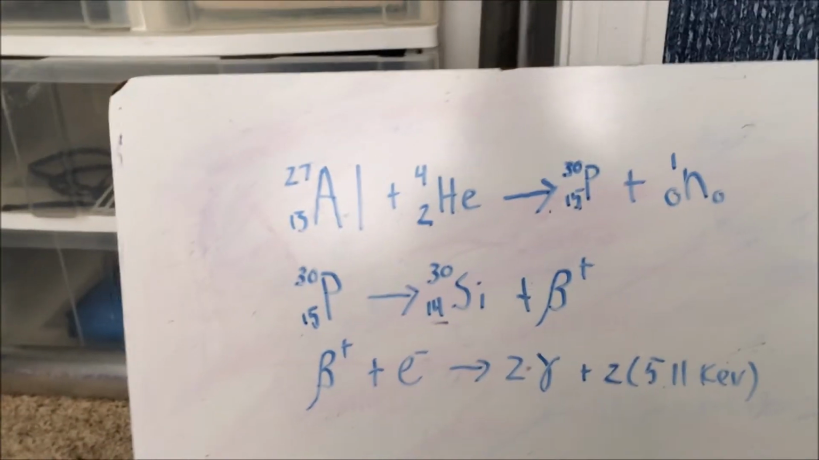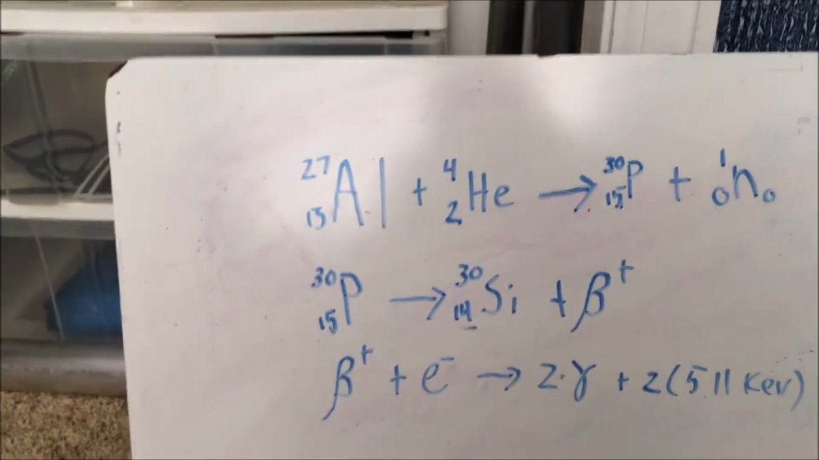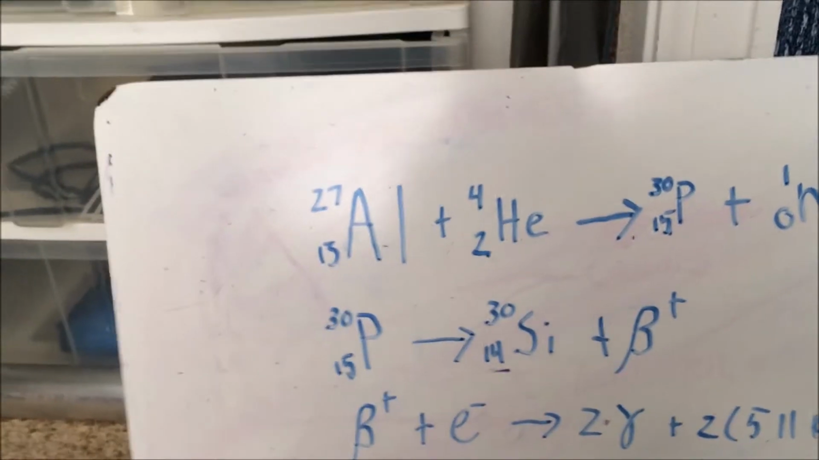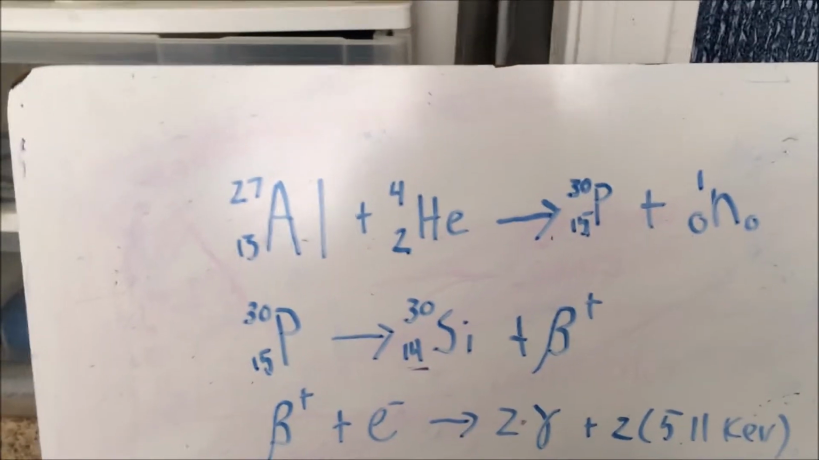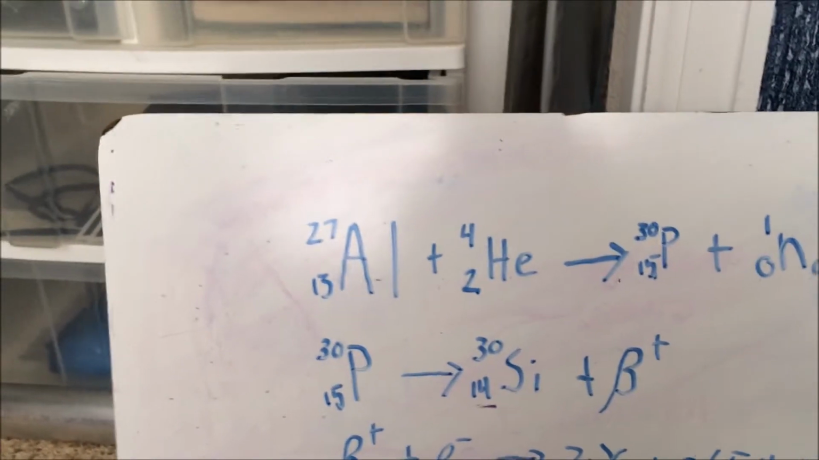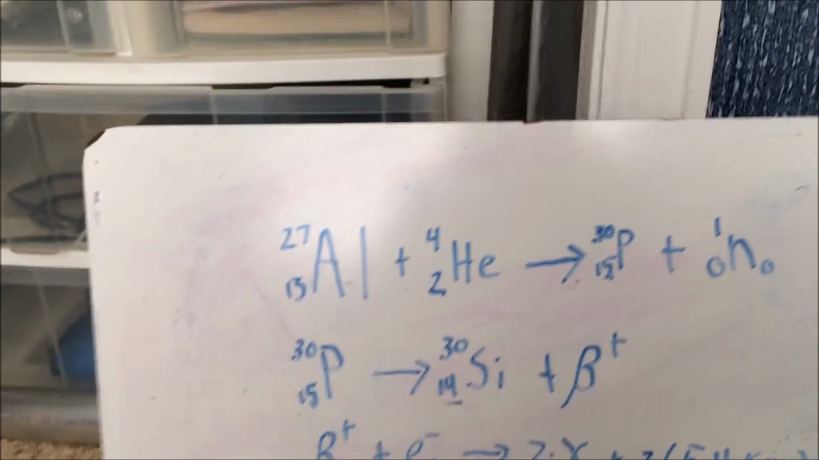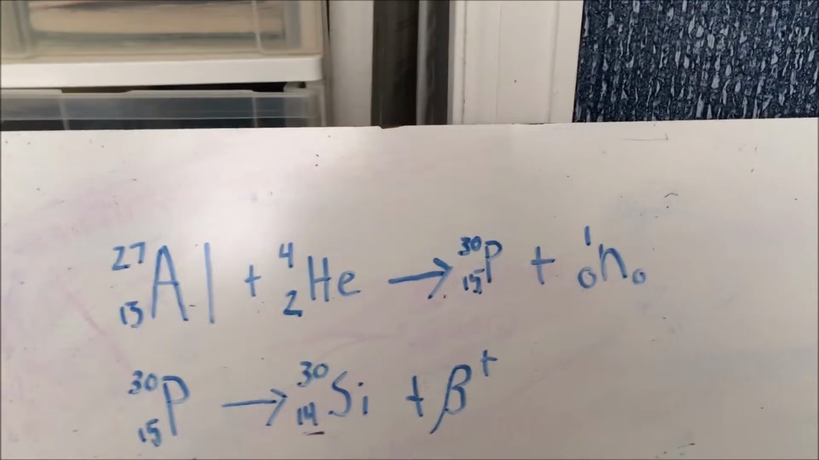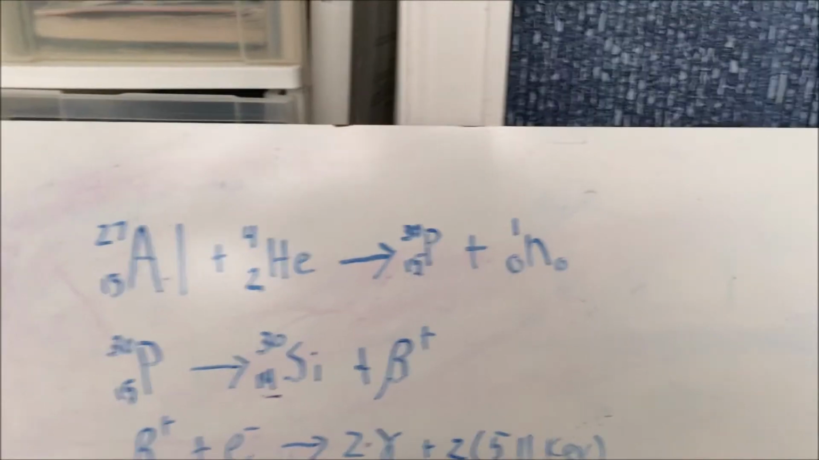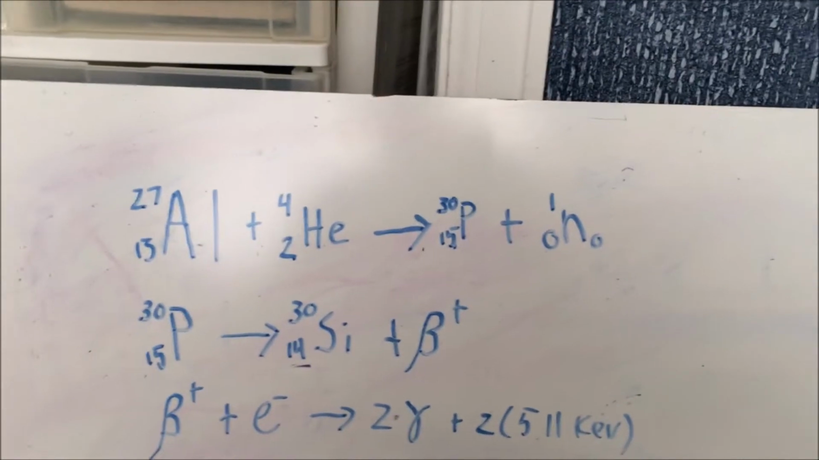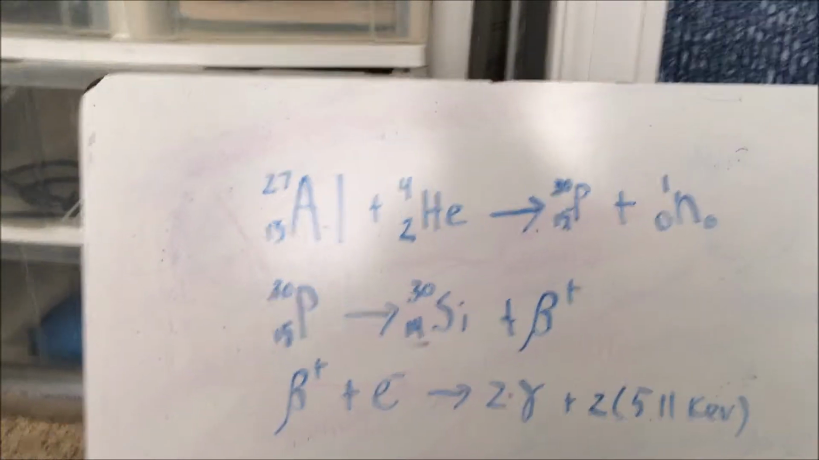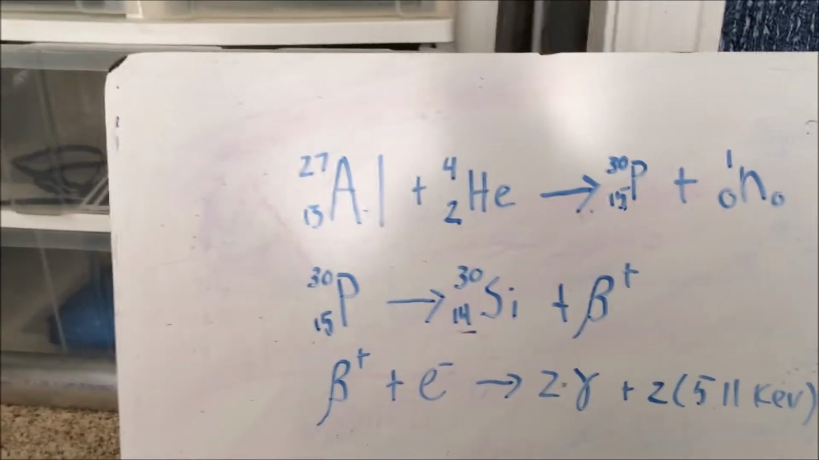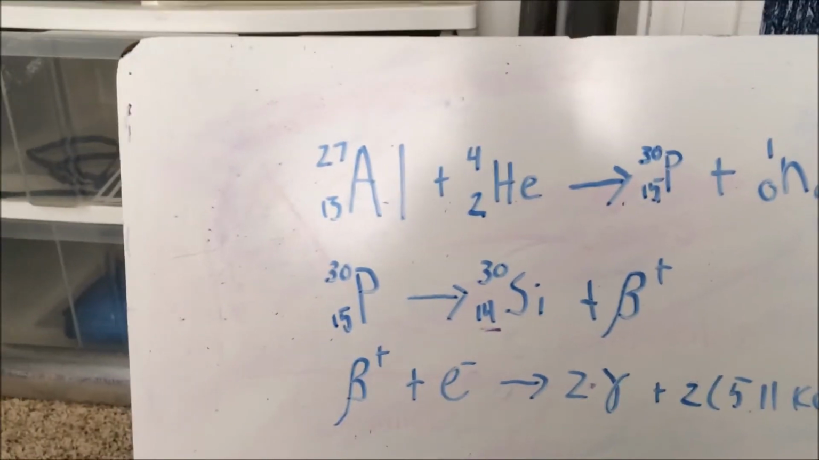So anyway, how you're going to do this is you bombard aluminum-27, which is the normal, most common isotope of aluminum, with alpha particles, or basically a helium nucleus, and that will transmute some of the aluminum-27 into phosphorus-30 and emit a neutron. And phosphorus-30 is not a very common isotope of phosphorus. None of it exists in nature. All of it that exists is synthesized, and it has a half-life of about 2.5 minutes.